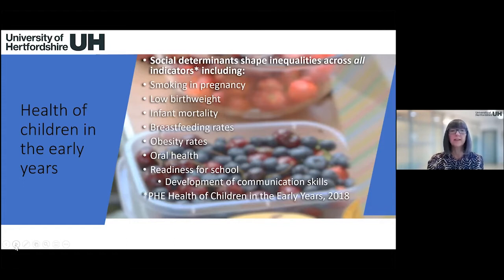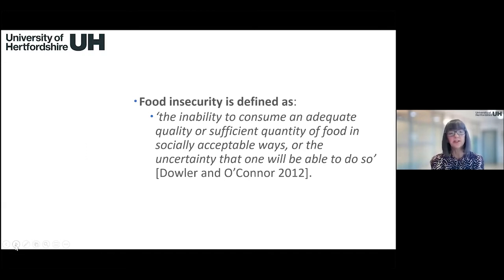Next slide, please. So in terms of food security as a social determinant, we tend to define food insecurity as the inability to consume an adequate quality or sufficient quantity of food in socially acceptable ways, or the uncertainty that one will be able to do so.